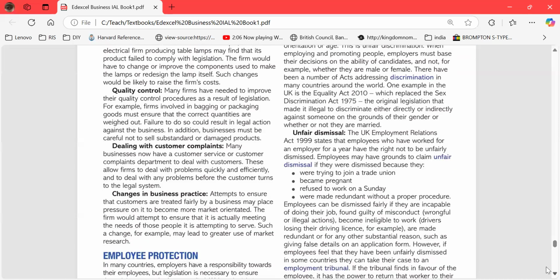Then dealing with consumer complaints. Whenever consumers come up with an issue, all the businesses need to deal with this issue and comply with all kinds of complaints according to the legal system.